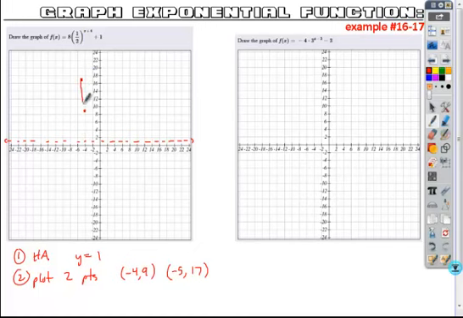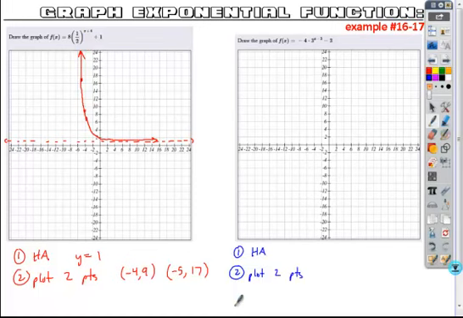And so once I plot those 2 points, everything else will sketch, again, from the system, the graphing tool in the system. Once you have your asymptote and then your 2 points, it creates the rest of that sketch for you.